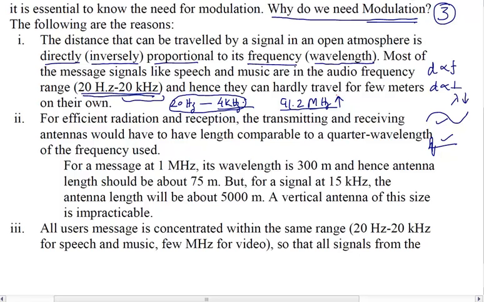But when I am talking about radios which go almost up to 91 megahertz, let's say up to 100 megahertz, if I would go up to 100 megahertz, you try to calculate, it will require an antenna size of 75 centimeters only. And that is okay. That is something that we can have. So that is the second reason why we want to do modulation and take our signal, which is in the 20 hertz to 20 kilohertz range, to a very high value which is close to 100 megahertz.